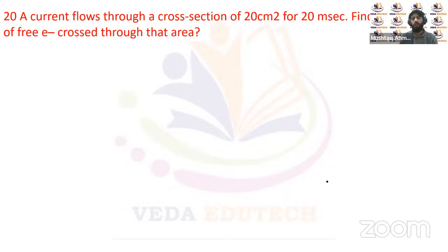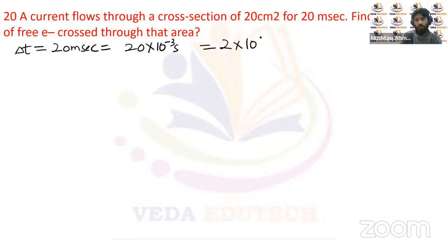The question is that a current flows through a cross section of 20 centimeters square for 20 milliseconds. Find out the number of free electrons crossed through that area. So the time for which the current has flown is 20 milliseconds, or 20 into 10 to the power minus 3 seconds. That's equal to 2 into 10 to the power minus 2 seconds, for the cross section of 20 centimeters square.